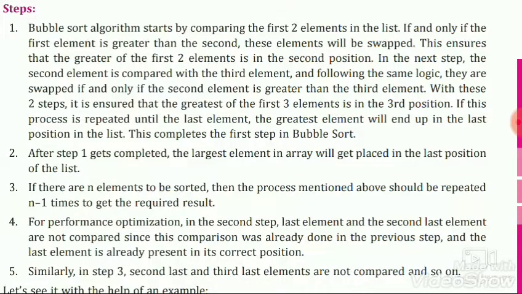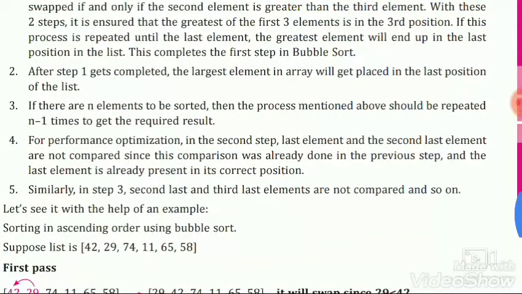If there are n elements to be sorted, then the process mentioned above should be repeated n-1 times to get the required result. For performance optimization, in the second step, the last element and the second last element are not compared, since this comparison was already done in the previous step and the last element is already present in its correct position. Similarly, in step 3, the second last and third last elements are not compared, and so on.